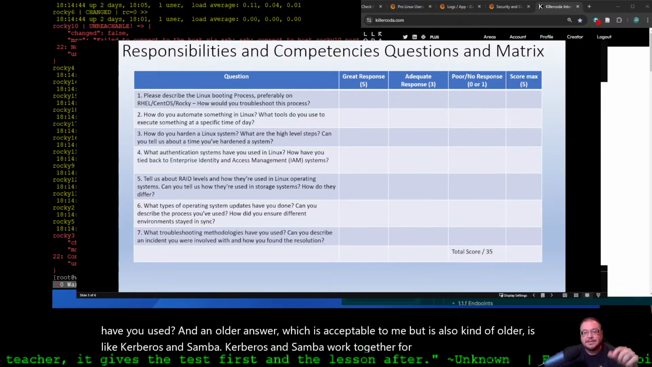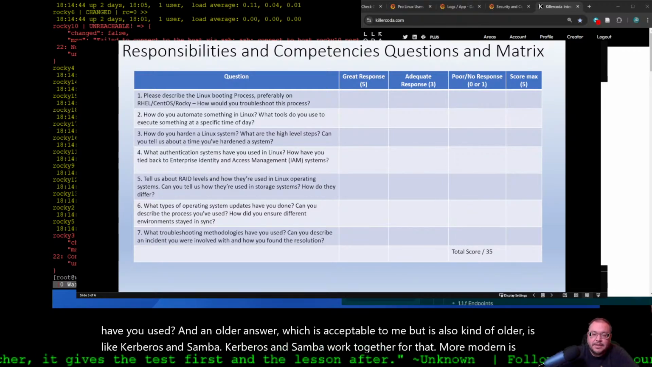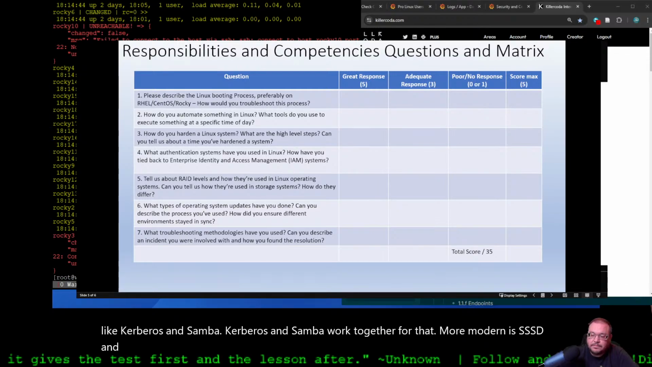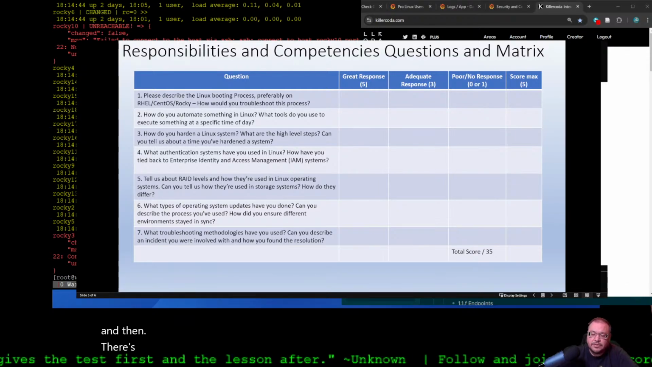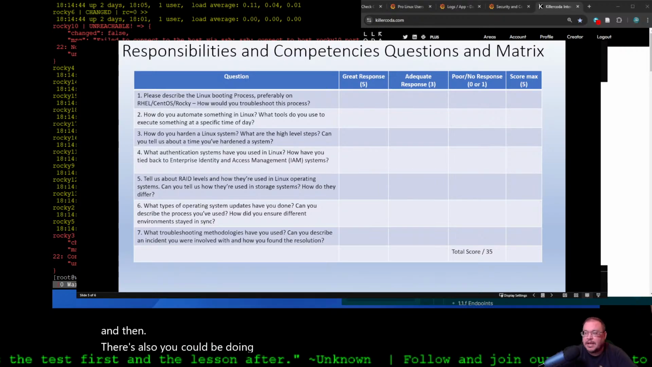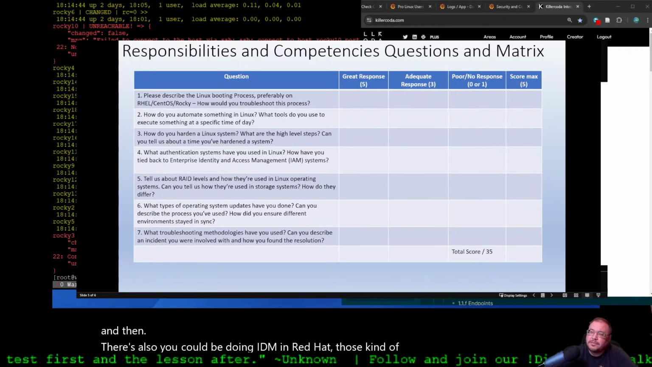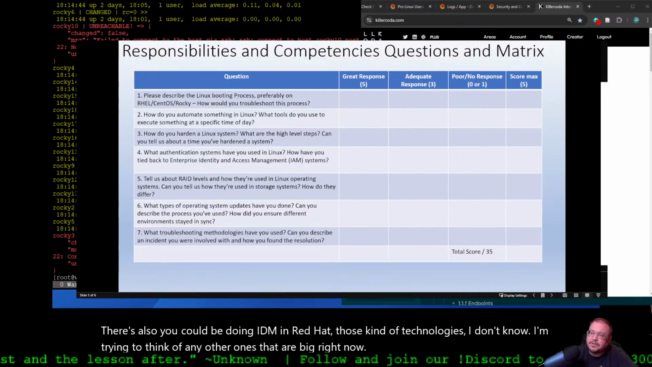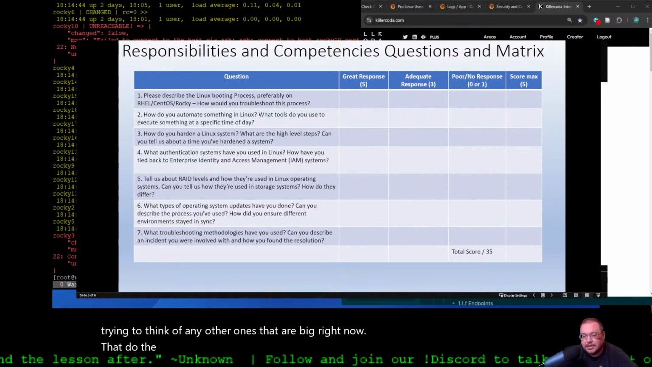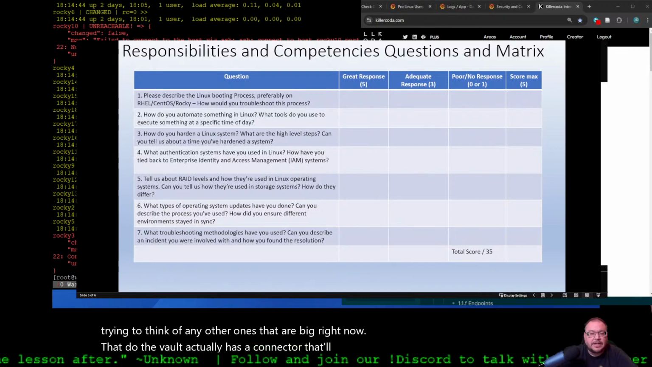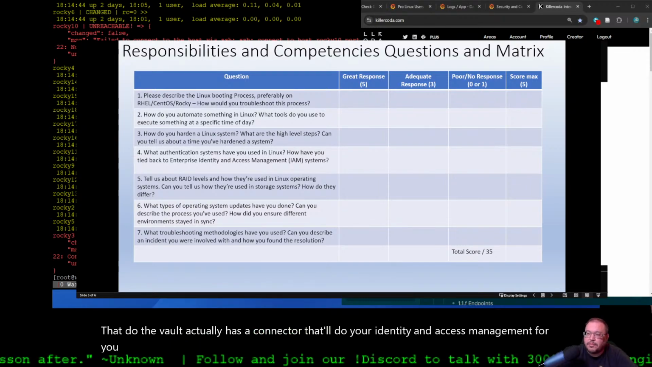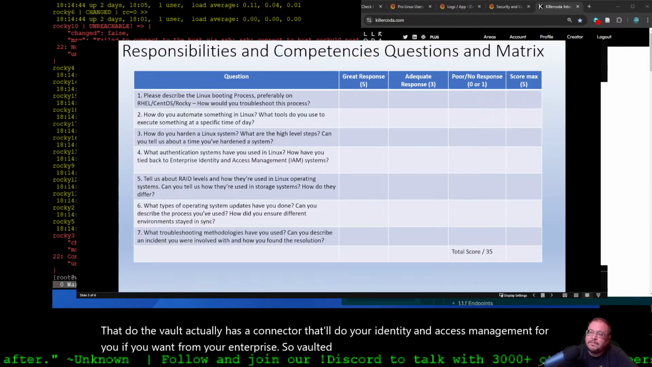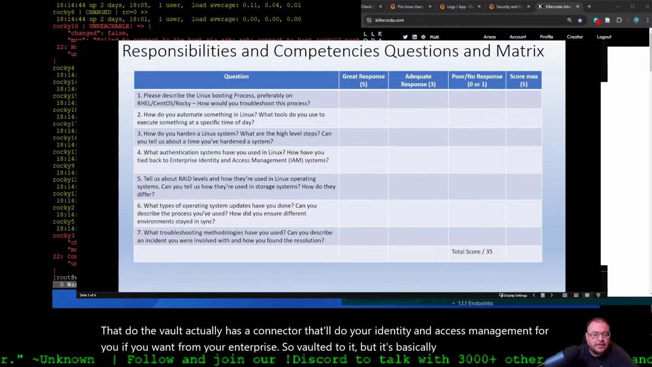More modern is SSSD. And there's also IDM in Red Hat, those kind of technologies. I'm trying to think of any other ones that are big right now. Oh, Vault actually has a connector that'll do your identity and access management for you from your enterprise. So Vault will do it. But it's basically like, how are you authenticating?